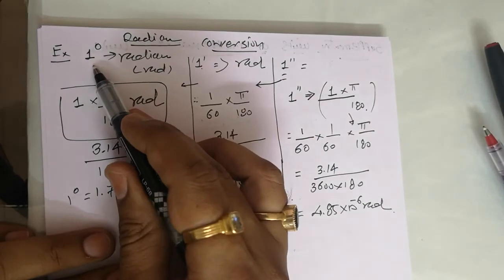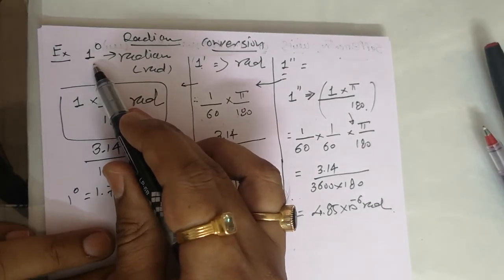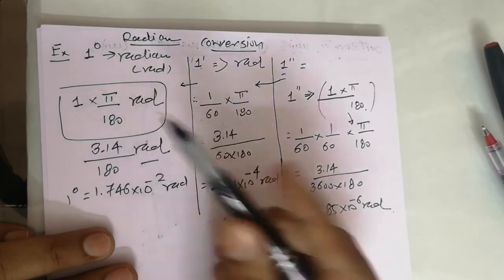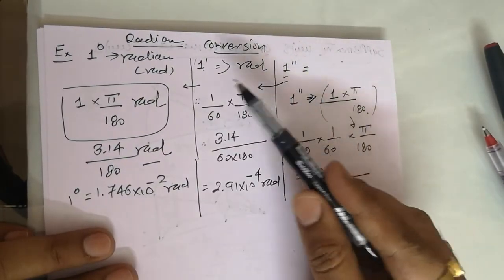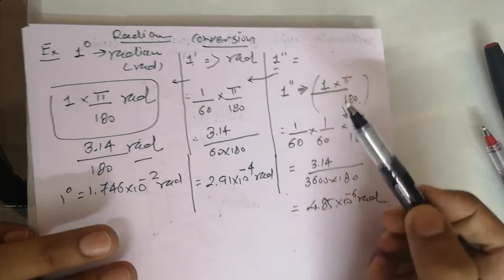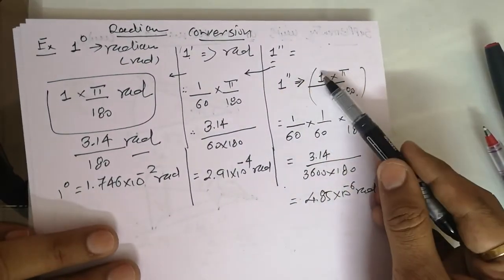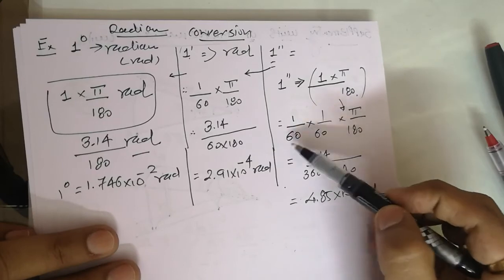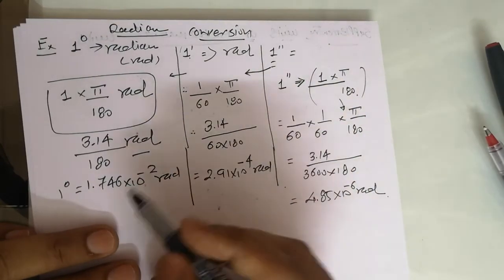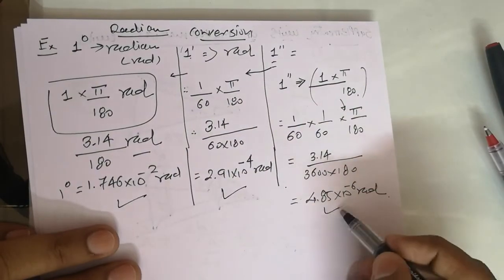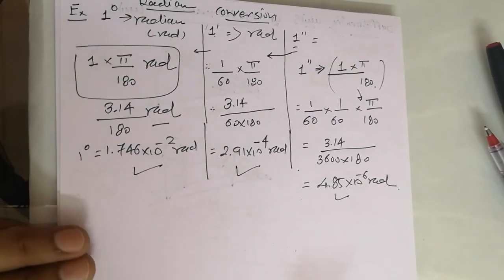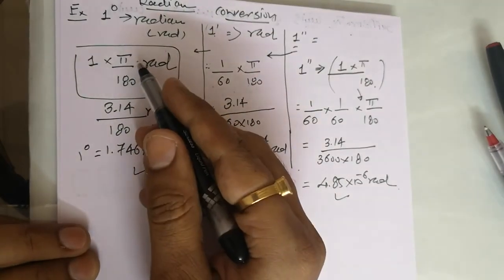Whenever you have values or angles in degrees, only multiply by pi upon 180. Whenever you have 1 minute, divide by 60 and then multiply by pi by 180. And whenever you have seconds, first of all 1 divided by 3600, then multiply by pi upon 180. You can directly remember these values. So hope it will be quite clear to you how we convert degrees, minutes and seconds into radians.